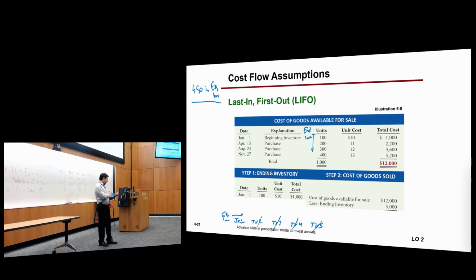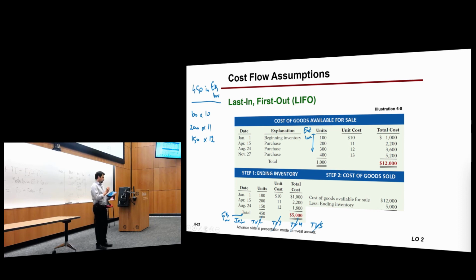But let's do them in numbers and multiply them by its value so that we'll see which ones. So we have 100 multiplied by 10. Then we have 200 multiplied by 11. How many do we still need? 150. So it's 150 multiplied by 12. Okay? So you have 100 multiplied by 10, 200 multiplied by 11, and we have 150 multiplied by 12. That will give you ending inventory.